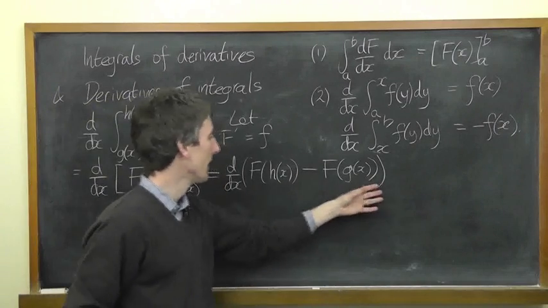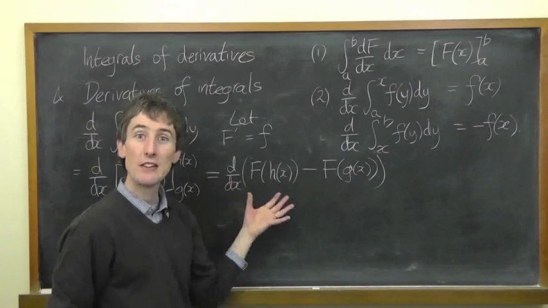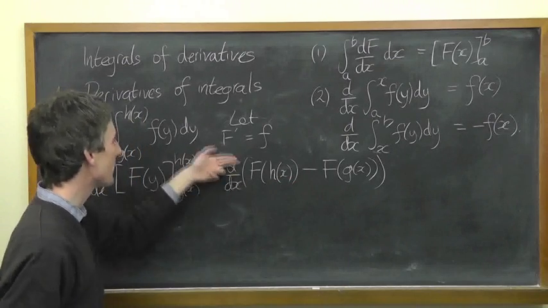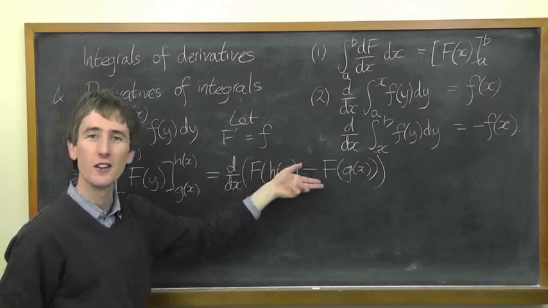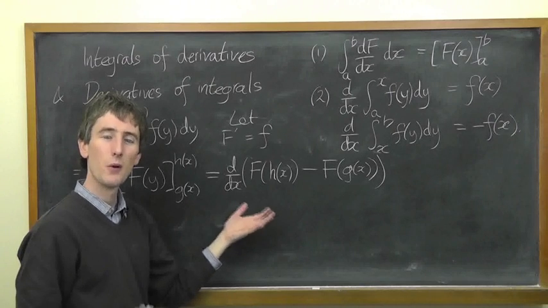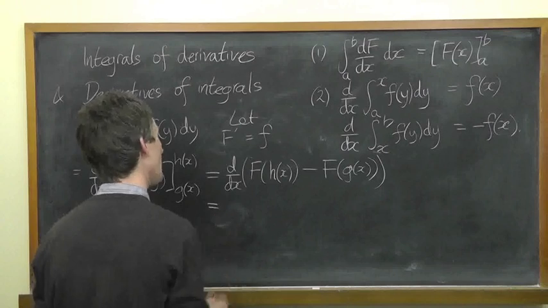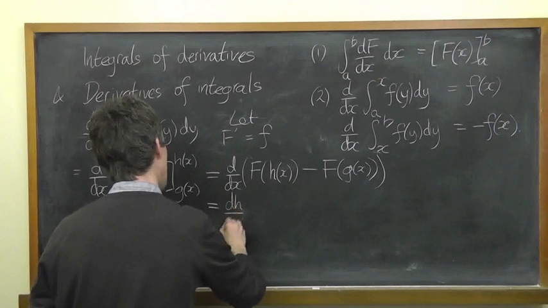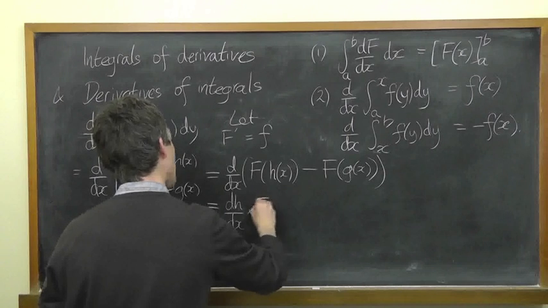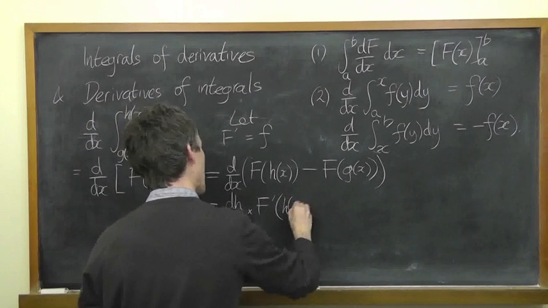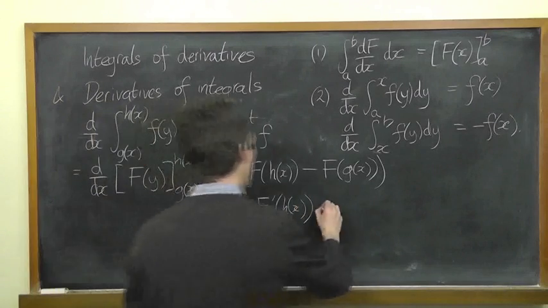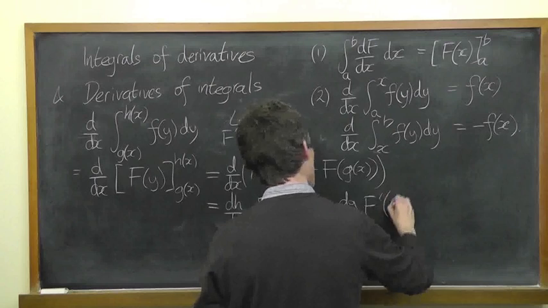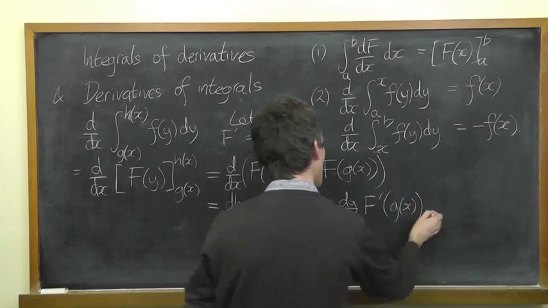Well, what we have here is an example of the chain rule. We have a function of x. So we want to differentiate with respect to x a function of a function. So here we can use what we know from differentiation. We can say that this would be given by dh/dx times F prime evaluated at h(x). And likewise, this would be dg/dx times F prime evaluated at g(x), like so.